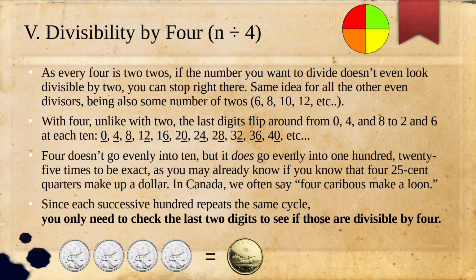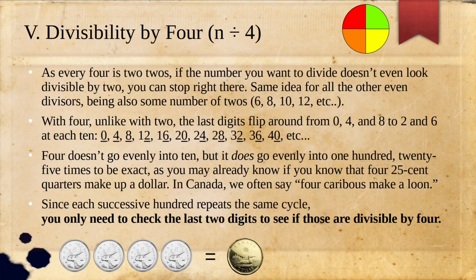Now, unlike the situation with dividing by 2, looking at the last digit isn't enough, because the last digit flips around from 0, 4, and 8 to 2 and 6 at each 10, as you can see from counting up by 4s. 0, 4, 8, 12, 16, 20, 24, 28, 32, 36, 40, etc.